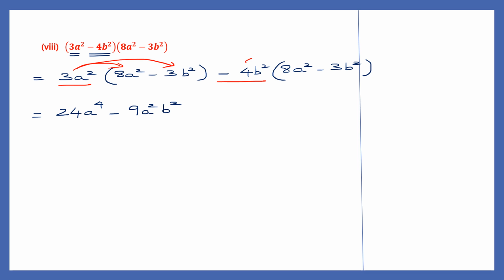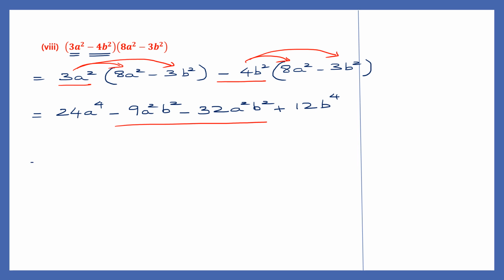Minus 4b square into first this. So let's write the sign is minus. 4 8s are 32. a square b square. Then we multiply that into minus 3b square. Minus into minus is plus. 4 3s are 12. b to the power of 4. Here like terms are these because they have a square, b square.